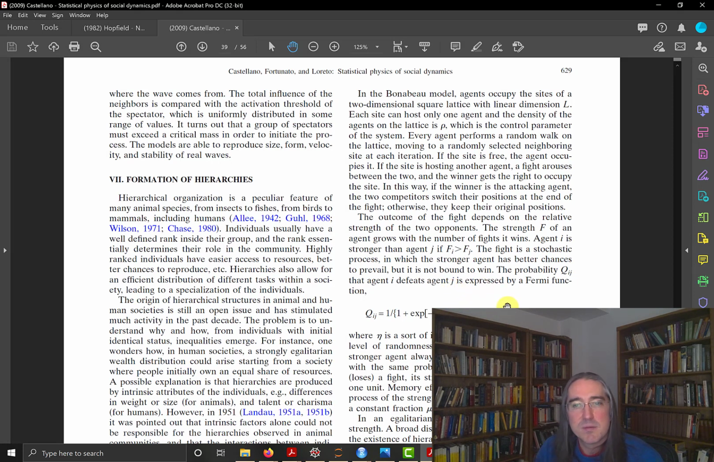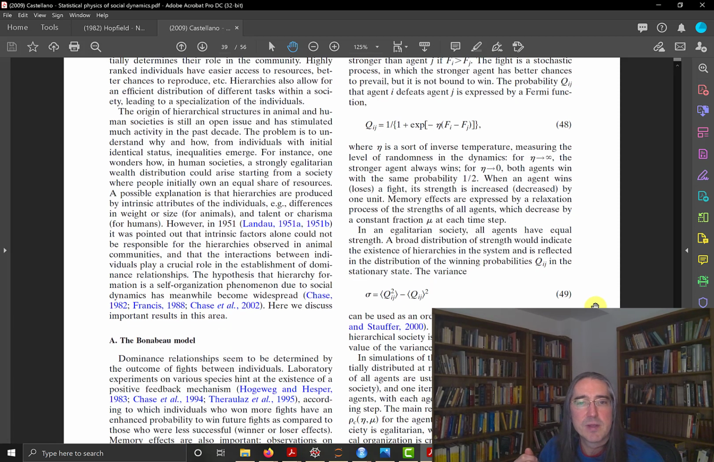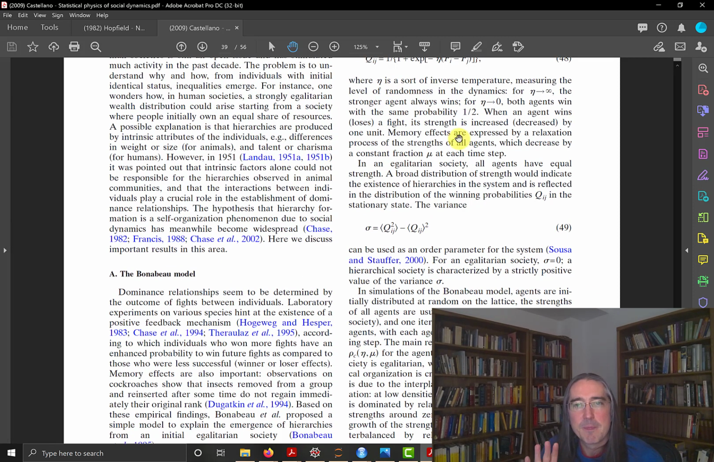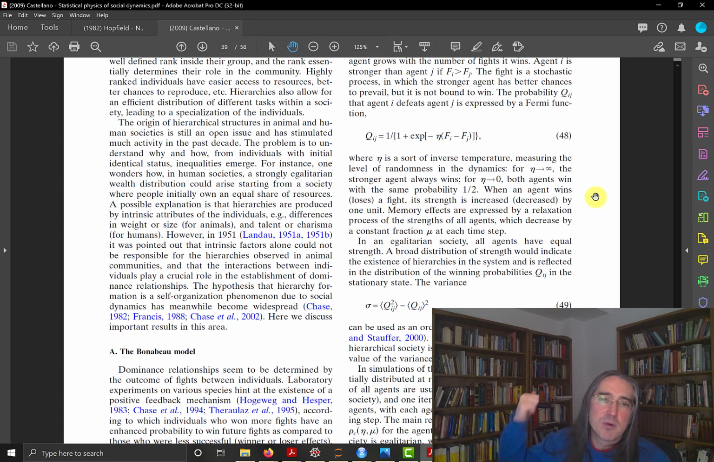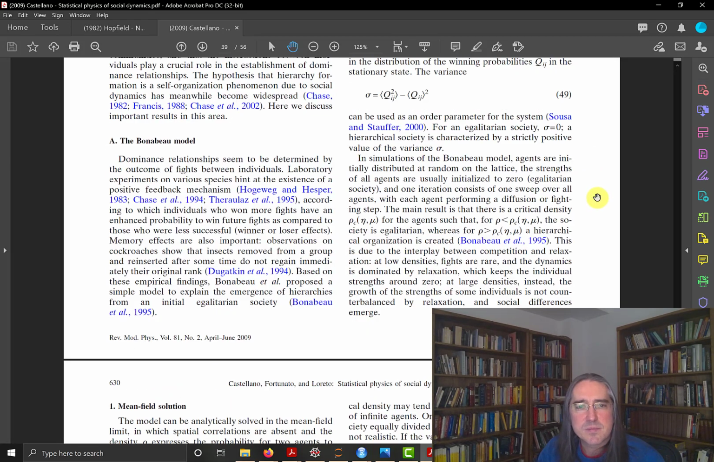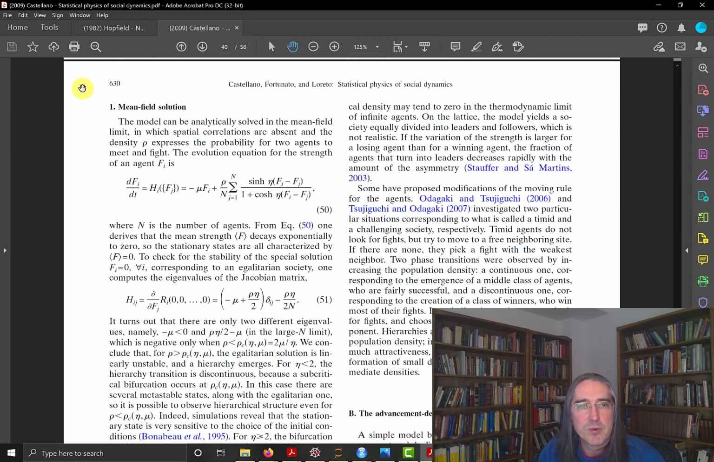And essentially, as we run that dynamic, we may or may not develop a hierarchy. How would we answer that question? I should also say, you also have what they call a relaxation process. What that means essentially is the fact that I won a fight 300 years ago probably doesn't have a whole lot to do with whether I'm winning my next fight. So the strength also decays at some rate. So every time step you lose some fraction of your strength.